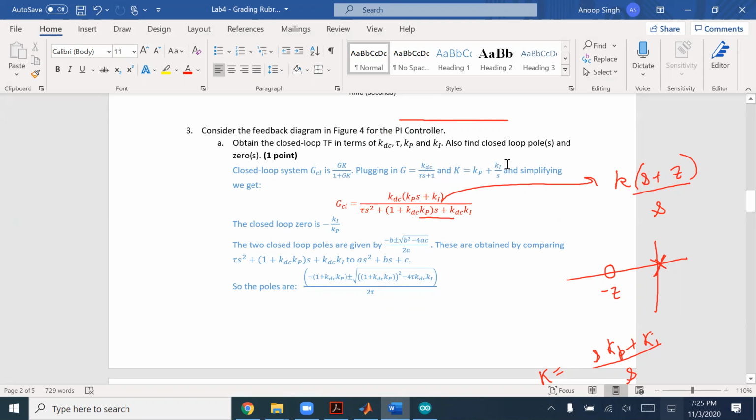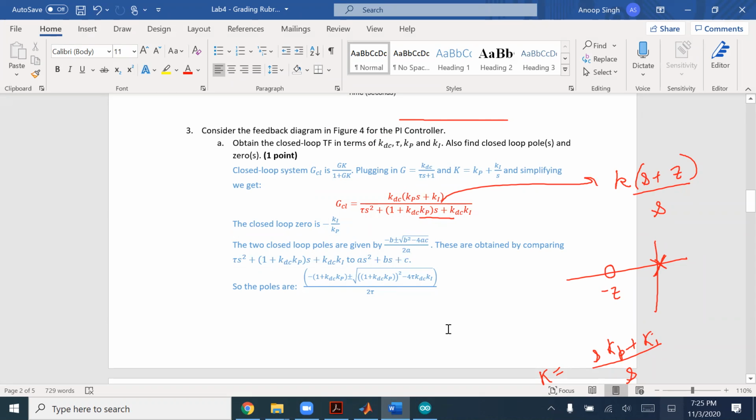Here are the calculations, by the way. We take the controller KP plus KI over S, multiplied by G divided by 1 plus GK, and we get the closed loop system. The closed loop system is now second order. With the PI controller, you get one zero in the closed loop system, which is the same as the zero of the controller, and two poles. The closed loop zero is minus KI over KP, and the two closed loop poles are given by minus b plus or minus the square root of b squared minus 4ac, over 2a, where a is tau, b is 1 plus KDC times KP, and c is KDC times KI. Using the quadratic formula, we can find where the poles are.